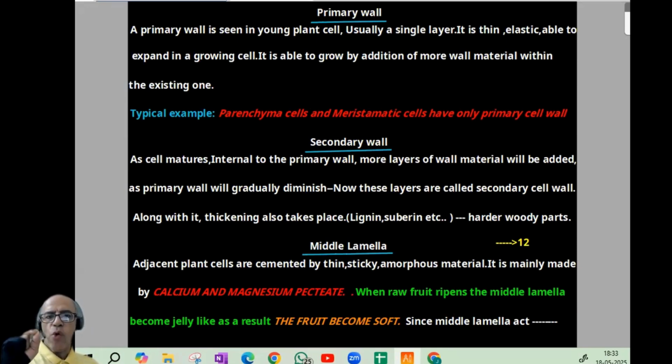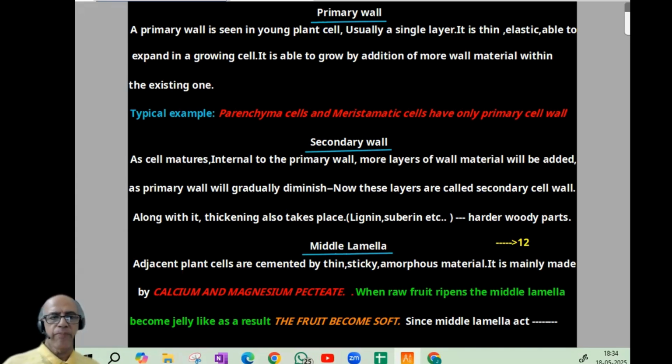So, the primary wall is in a young plant cell. That is why it becomes primary. Usually a single layer, its features include that it is thin and elastic, able to expand in a growing cell. It is able to grow by addition of more wall materials within the existing one. That is the primary wall. And a typical example, an important question: parenchyma cells and meristematic cells have only a primary cell wall.